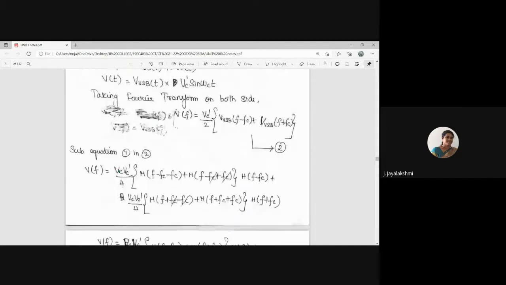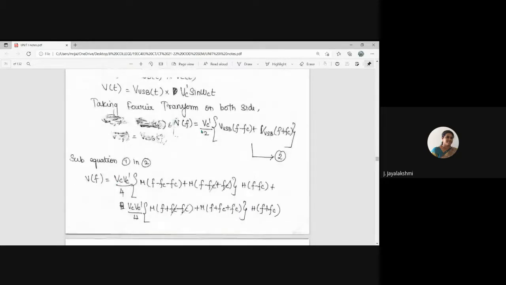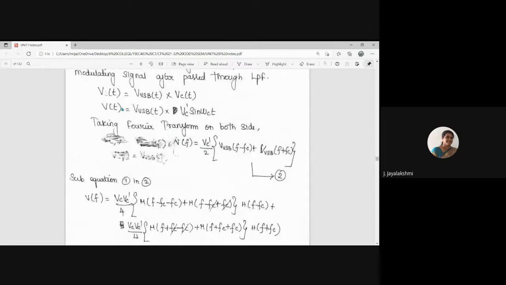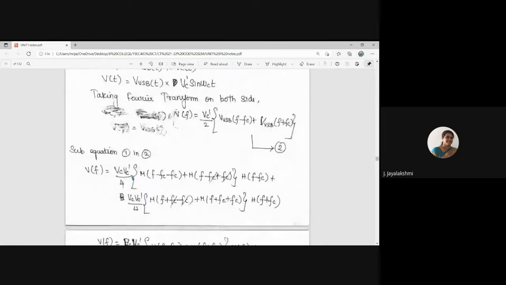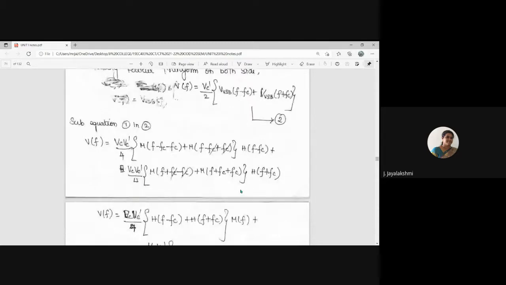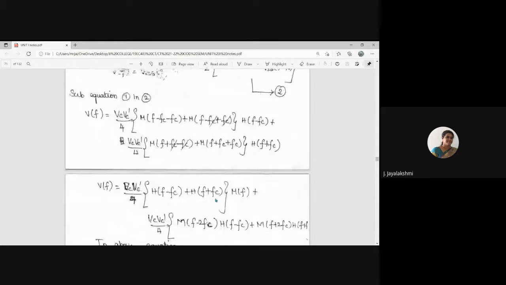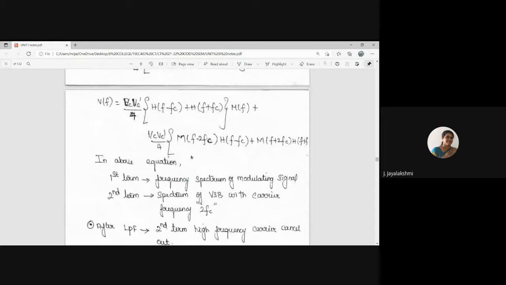And substituting the first equation into the second equation, so this is the first equation substituted over here, and make simplifications by canceling the common terms. So we have got two terms as a result. The first term is going to be the frequency spectrum of the modulating signal, and the second is going to be the frequency spectrum of the residual sideband injected carrier.